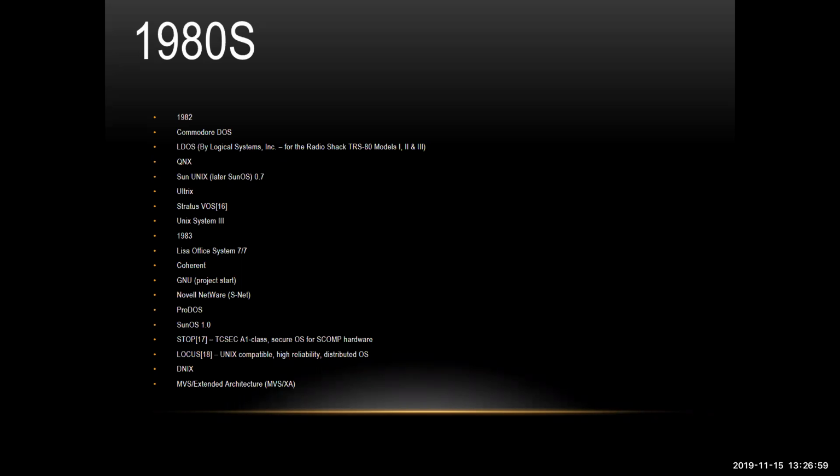We also had the Novell NetWare. It is a discontinued computer network operating system developed by Novell Incorporated. It initially used cooperative multitasking to run various services on a personal computer using the IPX network protocol.